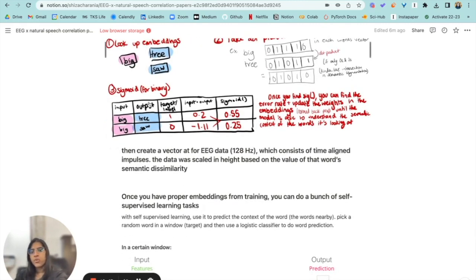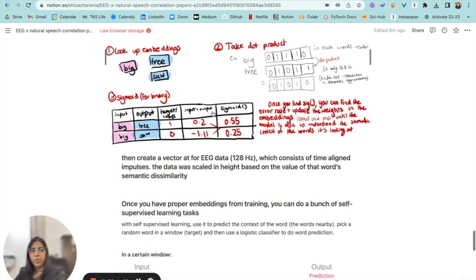And then from there, you can actually use the sigmoid function. The sigmoid function is usually for binary, which makes sense because here you're just comparing the input and the output. So when you find the dot product, let's say you get 0.2, because you're not only having zeros and ones, you're having a range from, let's say, 0 to 1. So when you multiply them, let's say you got 0.2 for big and tree, and for big and saw, you got negative 1.11. You can't have negative numbers, only positive numbers. It's going to mess the model up.